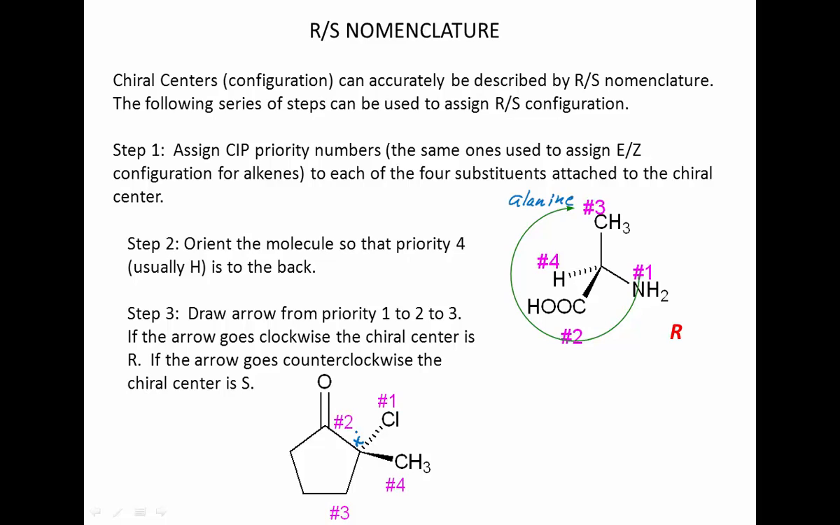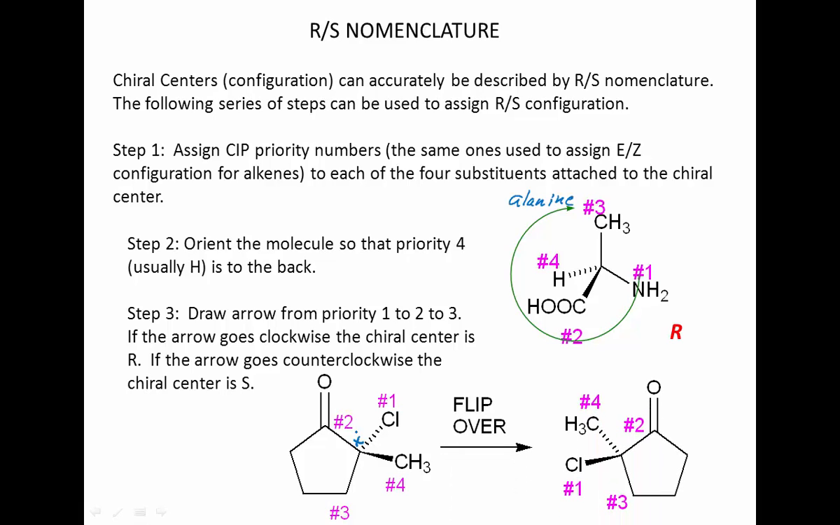Okay, this one is not quite as easy because priority 4 is coming out at you. It's not going to the back. So we have to flip our molecule over so that it is to the back. All right, so now when it's to the back, you can draw your arrow, and if you draw the arrow from 1 to 2 to 3, it's also a clockwise arrow, and this is another example of the R configuration.